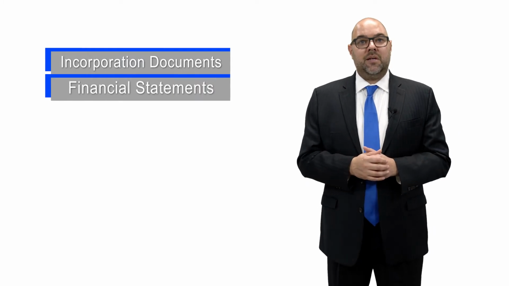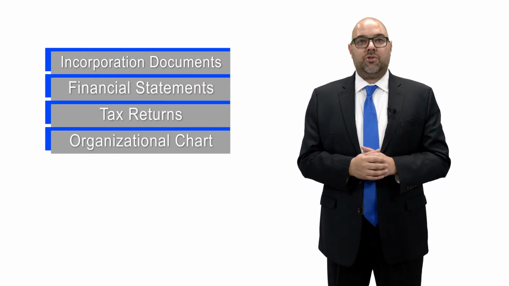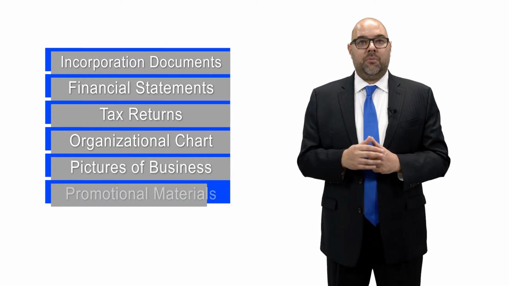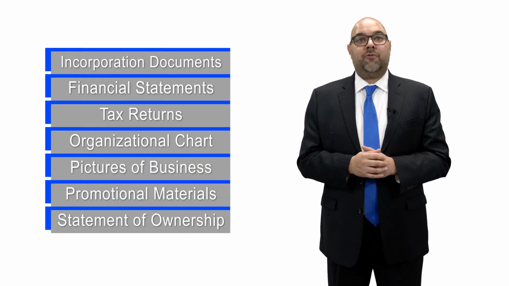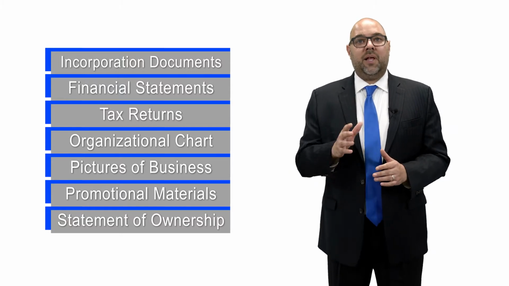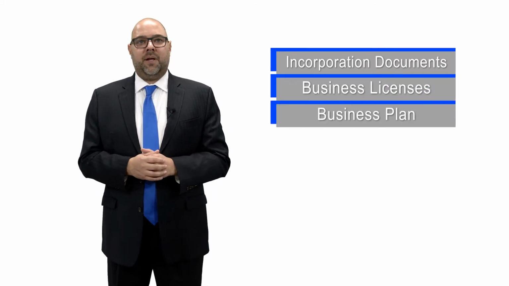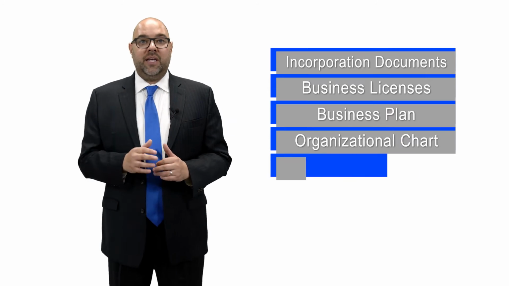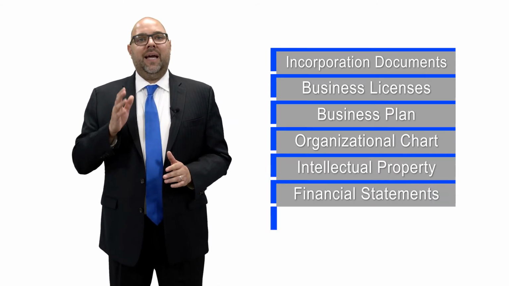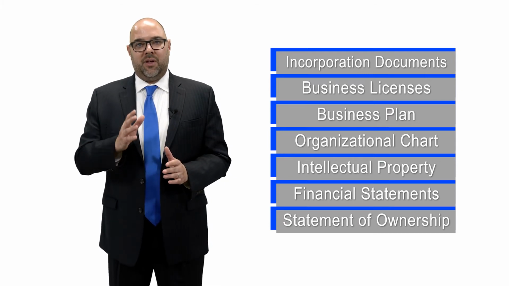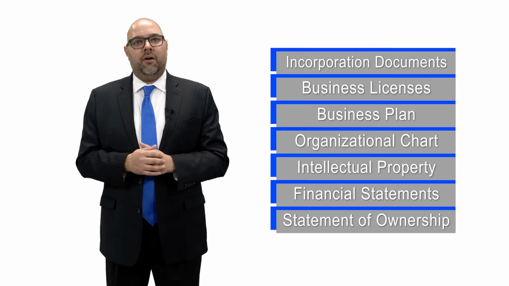The next step in the L-1 visa process is assembling your documents. You'll want to gather the following documents from the foreign company: incorporation documents, financial statements, tax returns, organizational chart, pictures of the business, promotional materials, and a detailed statement from an authorized representative of the company explaining ownership and control of the company. Also, you'll want to gather the following documents from the U.S. company: incorporation documents, business licenses, a detailed business plan, organizational chart, proof of any intellectual property, financial statements, and a detailed statement from an authorized representative of the company explaining the ownership and control of the company.